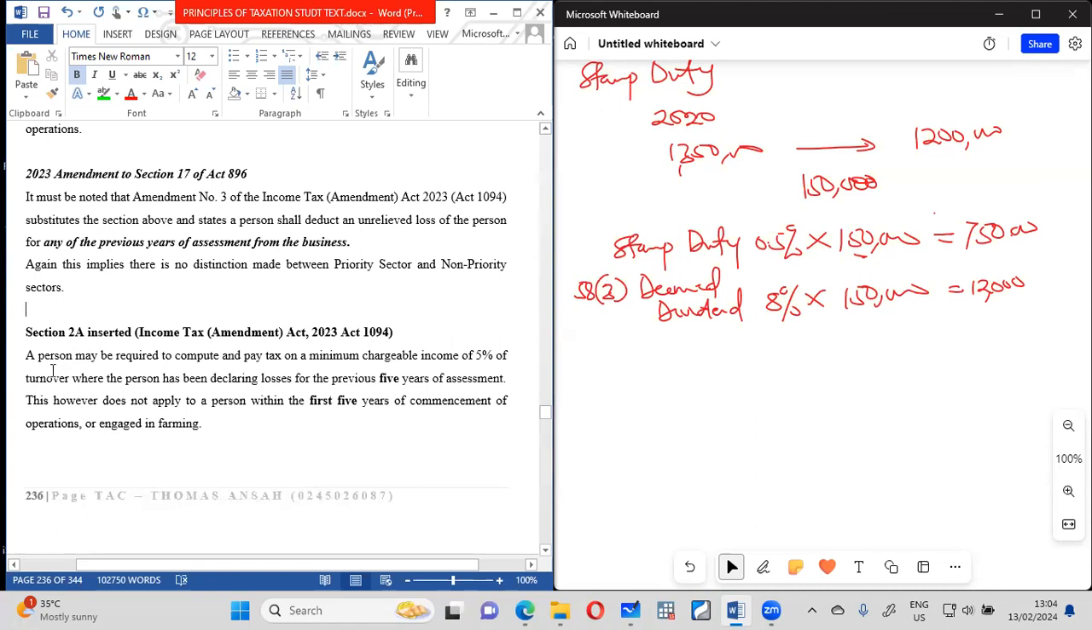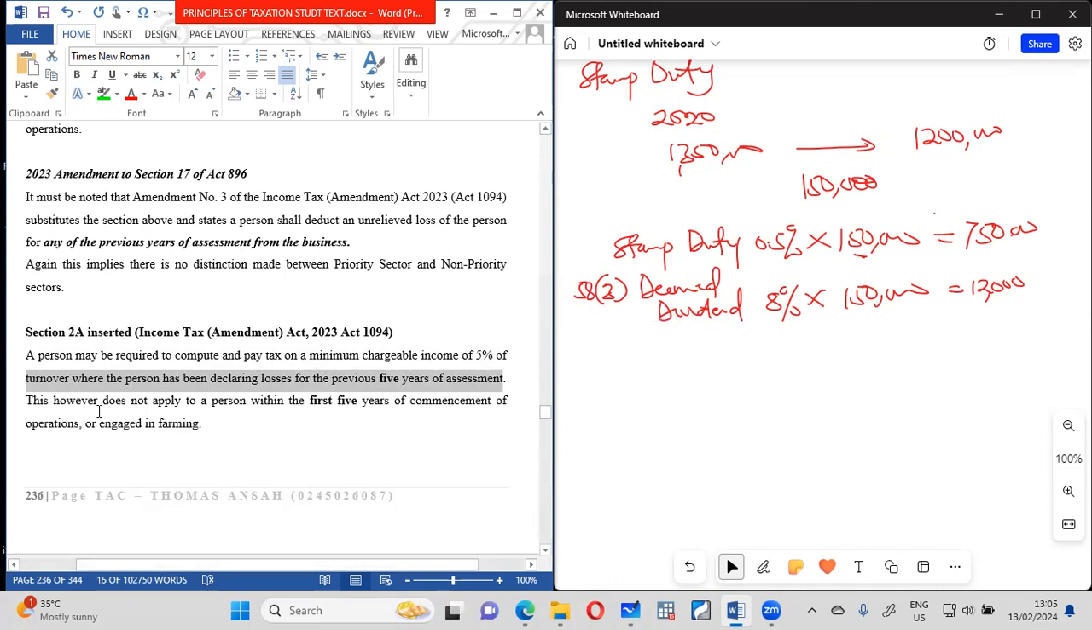However, this is the interesting part. If you have those unrelieved losses, and they do not apply to a person within the first 5 years of the commencement of operation, a person may be required to compute a tax on a minimum chargeable income of 5%. If you are not making profit for a continuous period of 5 years, you will be paying tax of 5% on your turnover. What is turnover? Turnover is not profit, it means your revenue. That is the problem. You pay 5% on your revenue for declaring losses for the previous 5 years of assessment.